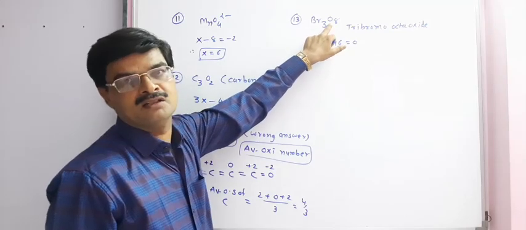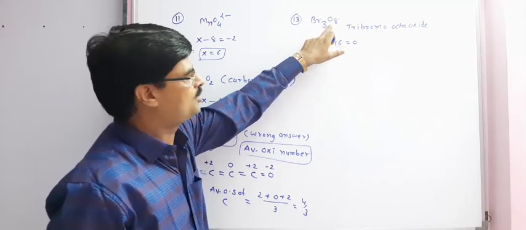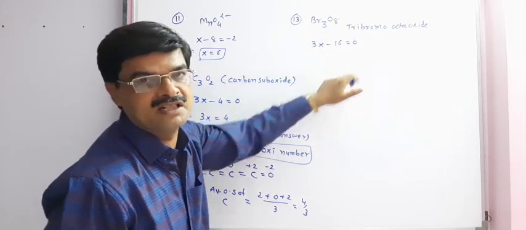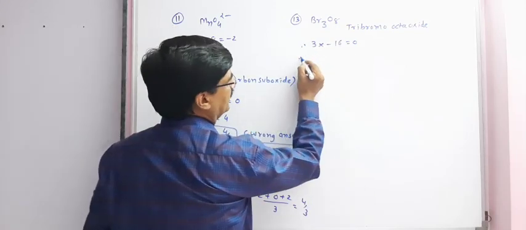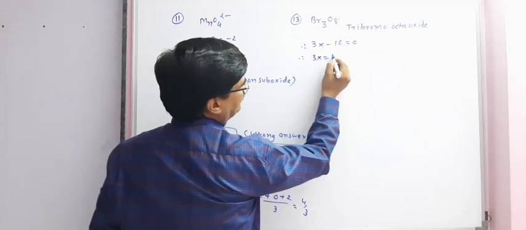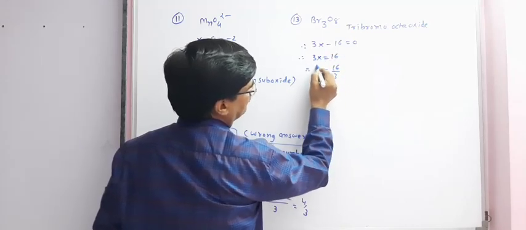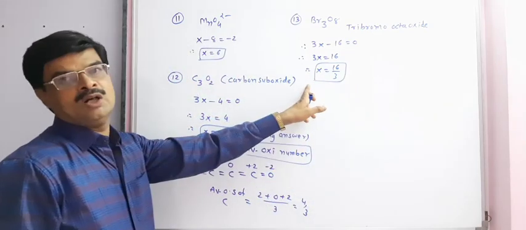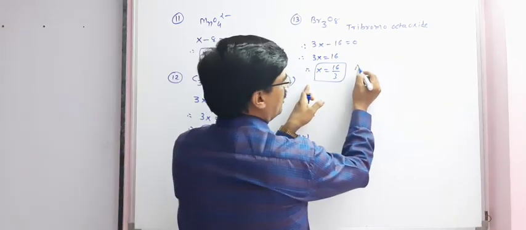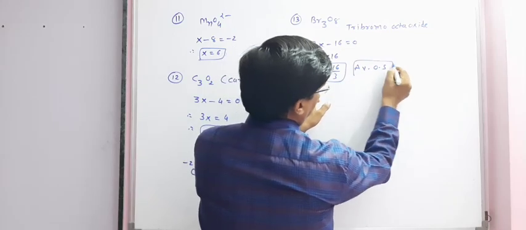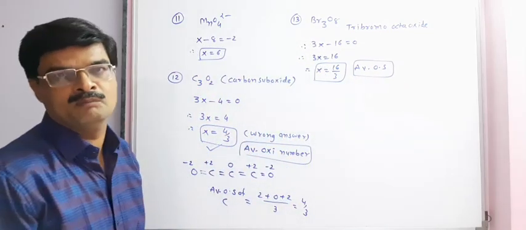For each oxygen, the oxidation state is equal to minus 2. So 8 2s are 16. So 3x minus 16 is equal to 0. Therefore, 3x is equal to 16, so x is equal to 16 by 3. But this is a wrong answer. Or we don't want to say wrong answer, then it is the average oxidation state or average oxidation number.